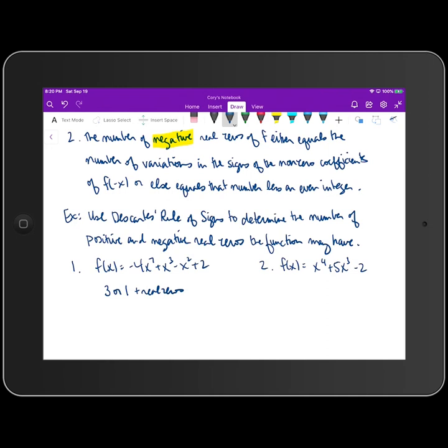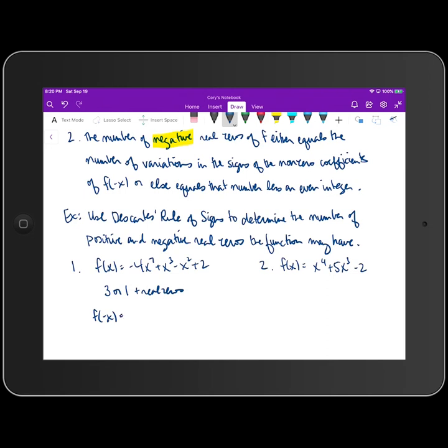If you had a polynomial function that had like 7 sign variations of f, that means there would be 7 or 5 or 3 or 1 positive real zeros. If it had like 4 sign variations, there would be 4 or 2 or 0 positive real zeros. Okay, if we want to get the number of negative zeros, we want to count the sign variations of f of negative x.